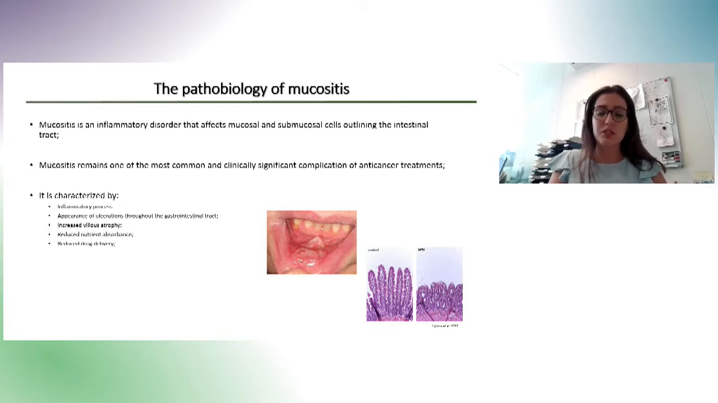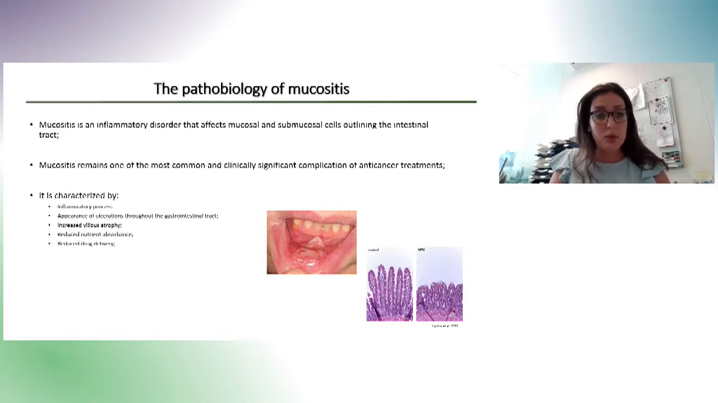Mucositis is an inflammatory disorder that affects mucosal and submucosal cells lining the intestinal tract. This is one of the most debilitating side effects of chemotherapy, and it has several associated symptoms, including diarrhea, nausea, bleeding disorders, and often infections or even sepsis.